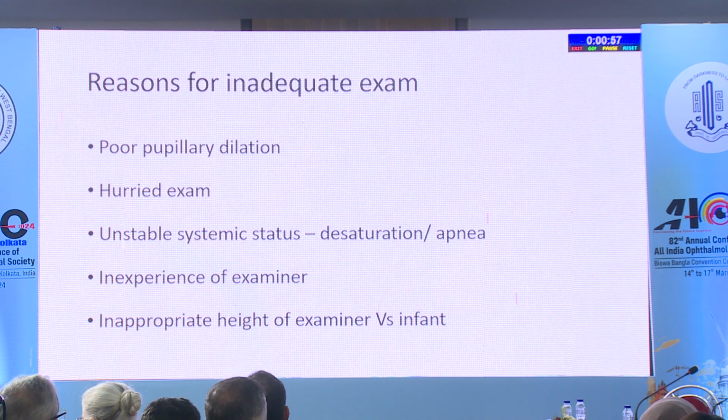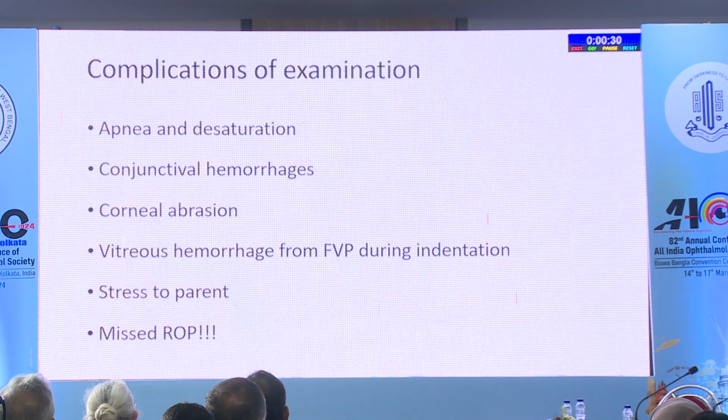The reasons for an inadequate examination are poor pupillary dilatation, a hurried examination because you have to examine a lot of babies and you're in a hurry, unstable systemic status where the child desaturates or is becoming apneic, then you stop examination or you're not able to examine properly. The inexperience of the examiner is perhaps important, because when the pupil is mid-dilated, the extreme periphery or mid-periphery, sometimes they are having difficulty in examining. So there are babies who have been labeled as normal and having actually a serious stage 3+ disease.